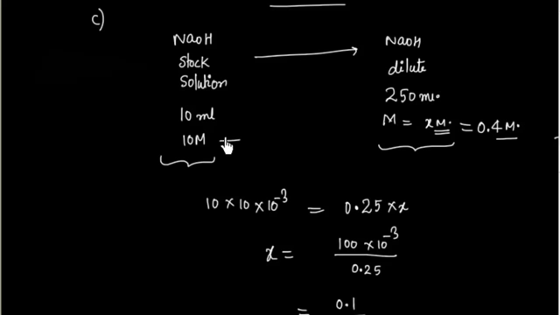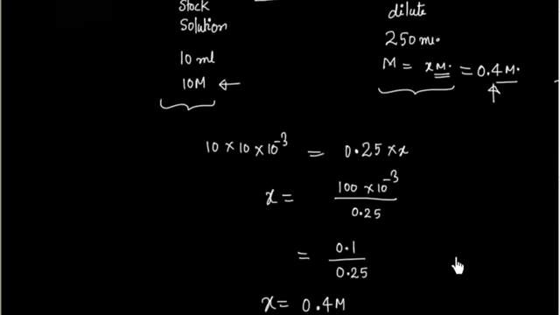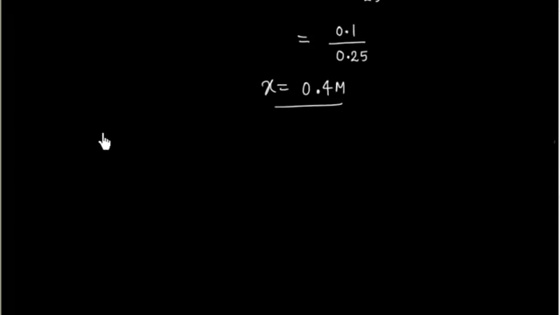So you see the initial molarity is very high, 10 M, and the final molarity is very low, that is 0.4 M. So this is a dilute solution, so I can say the molarity of dilute NaOH is equal to 0.4 M.